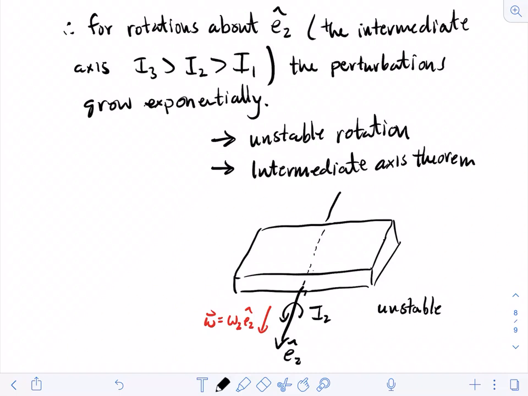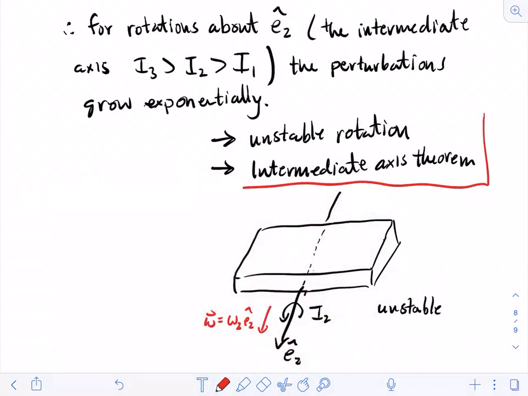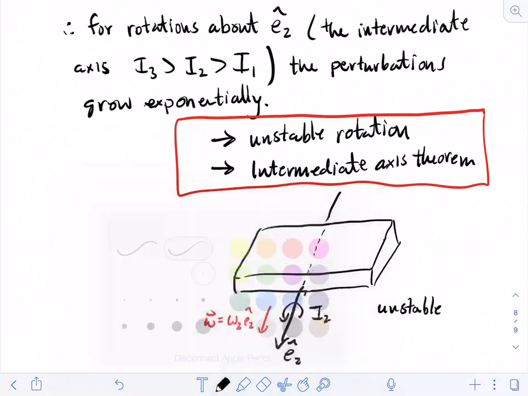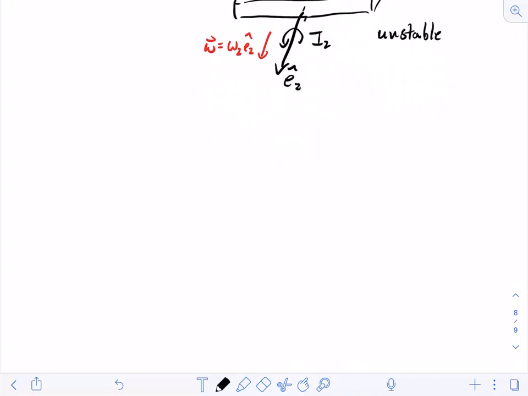Okay, so this is our intermediate axis theorem. Unstable rotations around the axis that has the middle rotational inertia. So let's think of an application. And so I want to consider a skateboard.